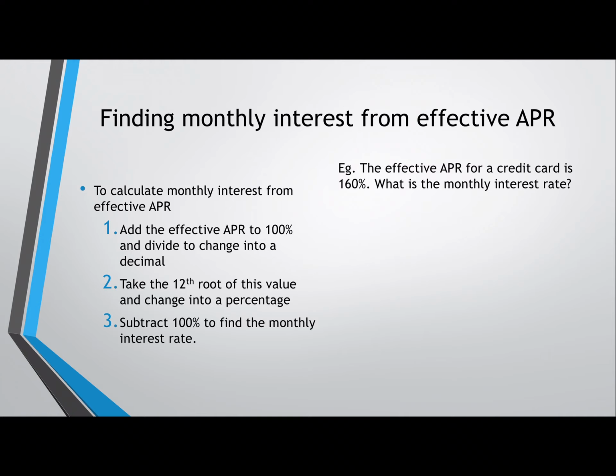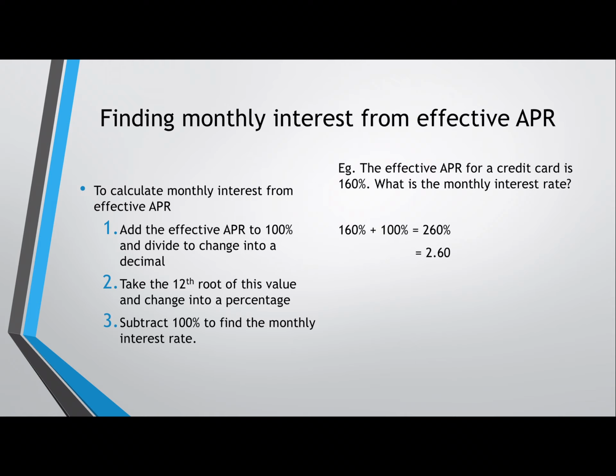So, effective APR for a credit card is 160%. What is the monthly interest rate? We have to add on our 100% to start us off with. So we end up with 260%. That means at the start of the year, if you borrowed £100, by the end of the year you would owe £260. So here we go. We divide that by 100 to change it into a decimal, so we get 2.60.